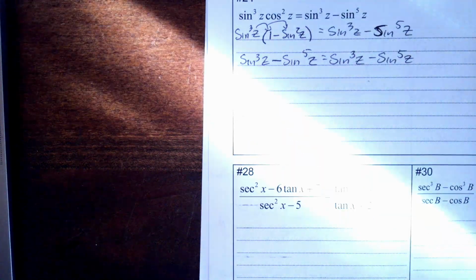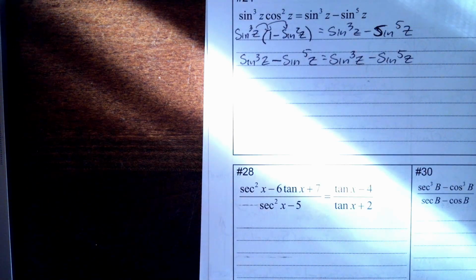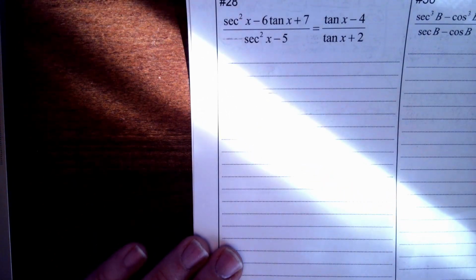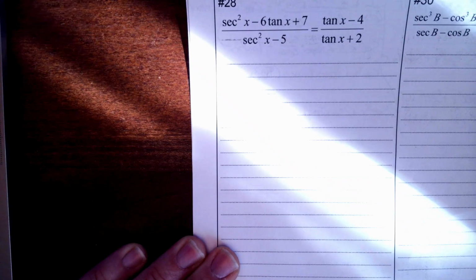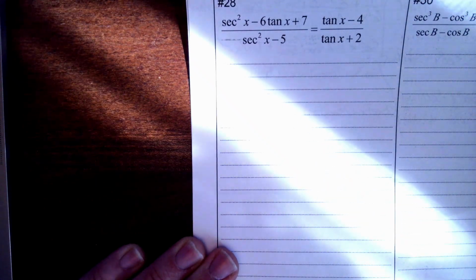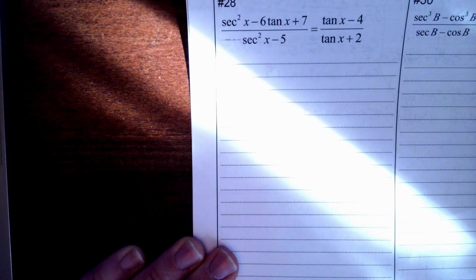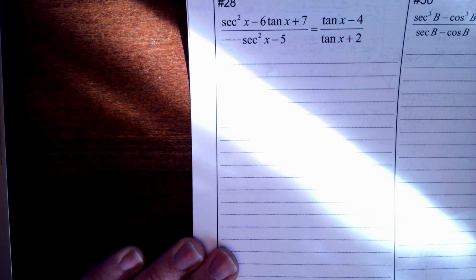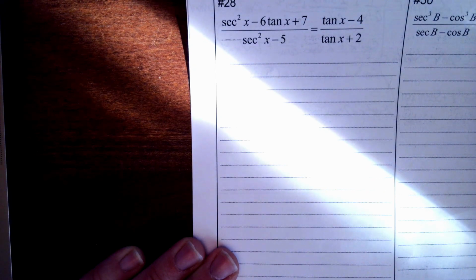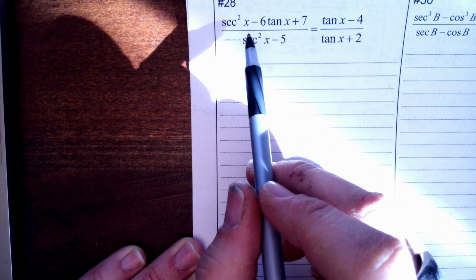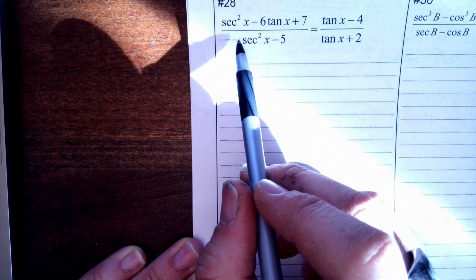So next up, number 28. We have to turn the secant squared of x minus 6 times the tangent of x plus 7, which kind of looks like a quadratic but isn't quite there yet, over the secant squared of x minus 5 into the tangent of x minus 4 over the tangent of x plus 2. So because I would like to change the more complicated side to be less complicated, I'm going to start on the left. And I notice that everything has to turn into a tangent.